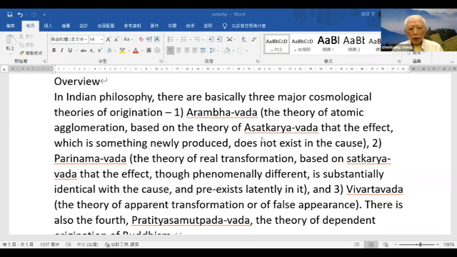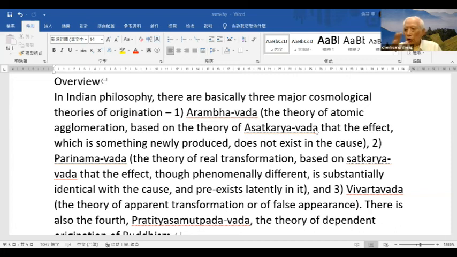It is based on the theory of Asatkaryavada. As I said before, Sat means the Sattva, one of the three gunas or properties, and Karya means production or making. And we put A as a prefix before Satkarya, which means it is not. It is not Satkaryavada. It means it is not a kind of evolutionary philosophy.